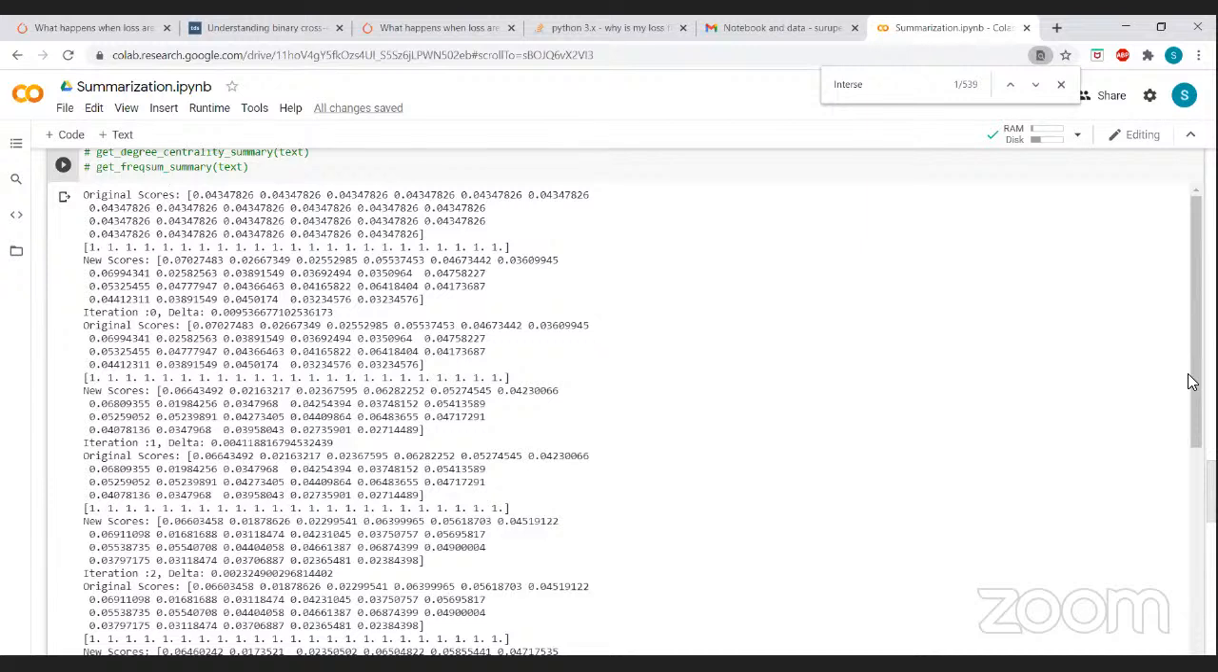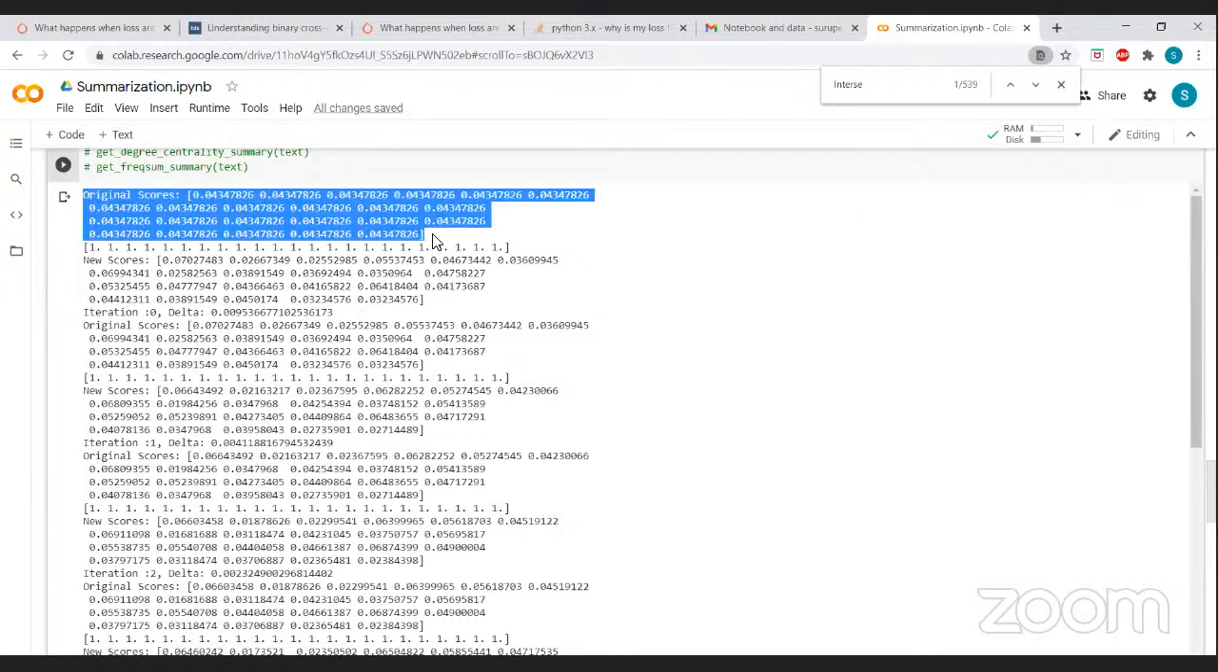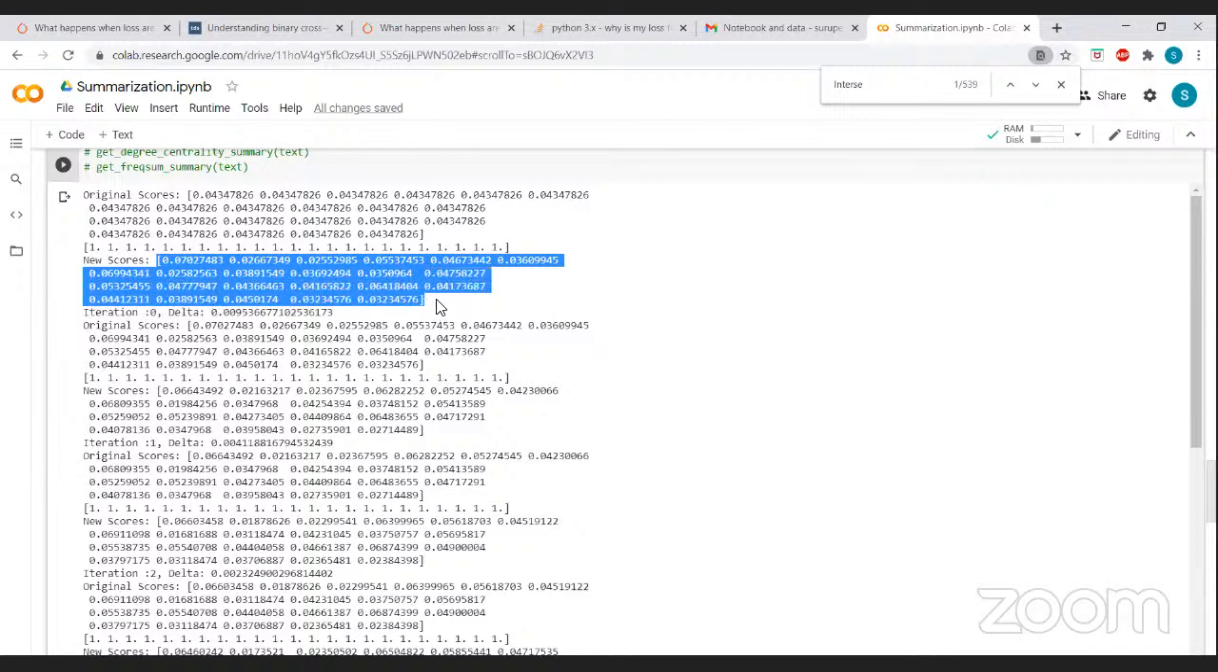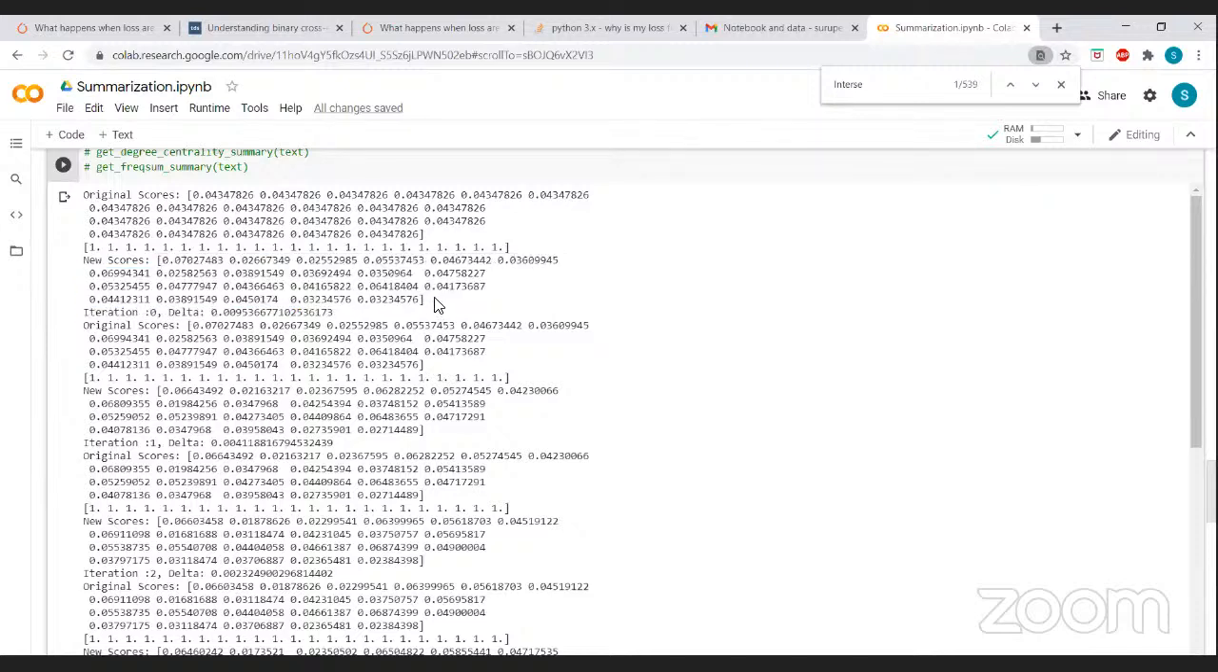Okay, all right. So everyone, let's try to understand how the power method works. You see the original scores that we printed at the top, they are all the same. It's basically one upon the number of sentences. Now we had some matrix B. That matrix we defined above, we'll see that. We multiply that with these scores and get the new scores. So the new scores changed a bit, right? Now some sentences are more important, some are less important. And we then compare how much change there was between the new scores and original scores, which is called delta. So delta here is 0.0095 at iteration zero.